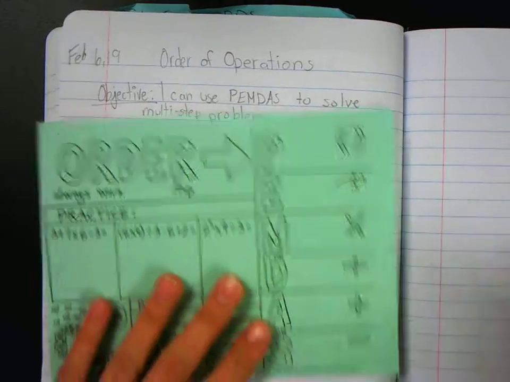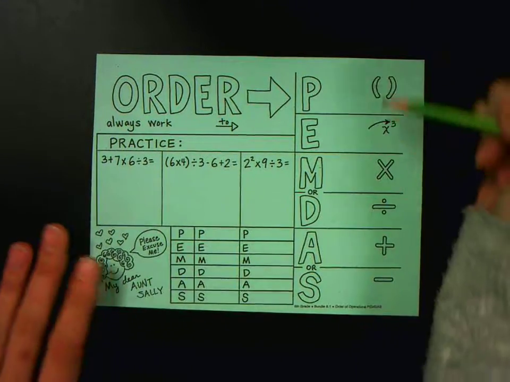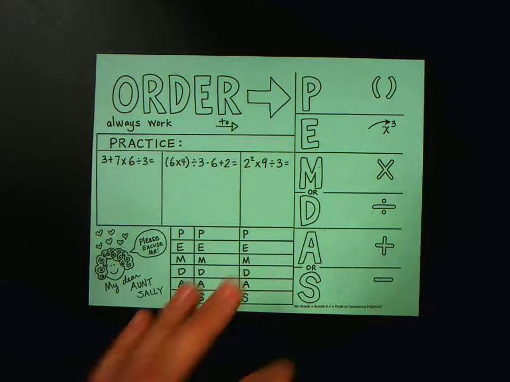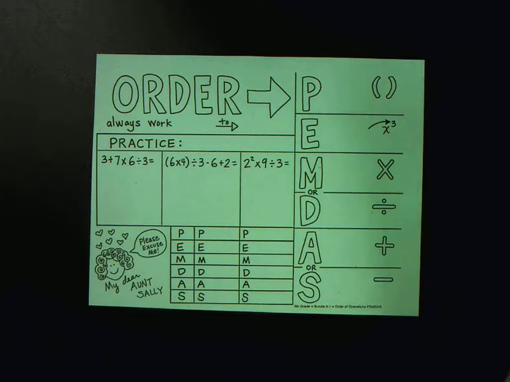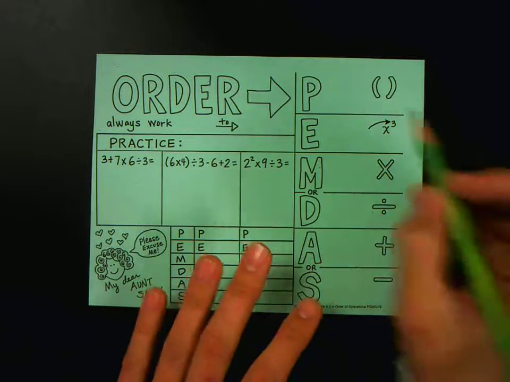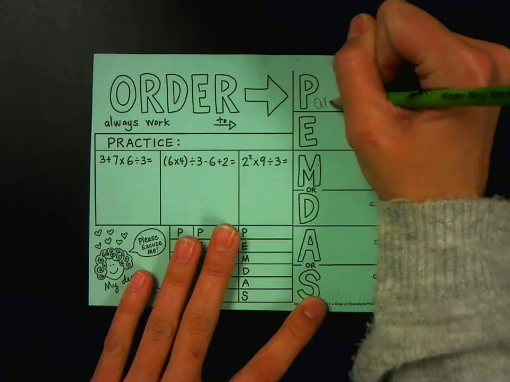So if we're looking at our graphic organizer, we've got PEMDAS on the side. We've got PEMDAS all over the place here, so let's pick one to start with. What does PEMDAS mean? PEMDAS is an acronym that we use to show all of the operations and what order to solve them in when given a really large problem. So the P in PEMDAS stands for parentheses.